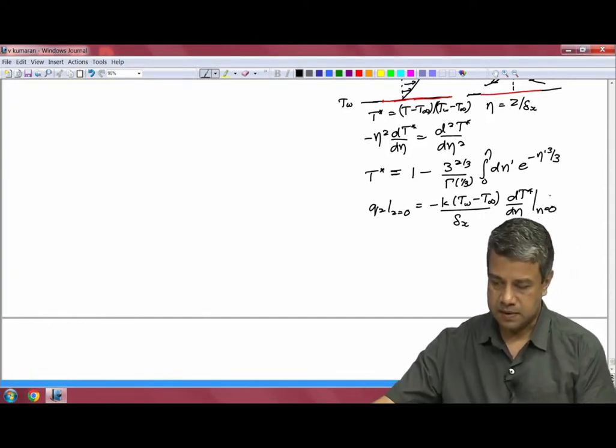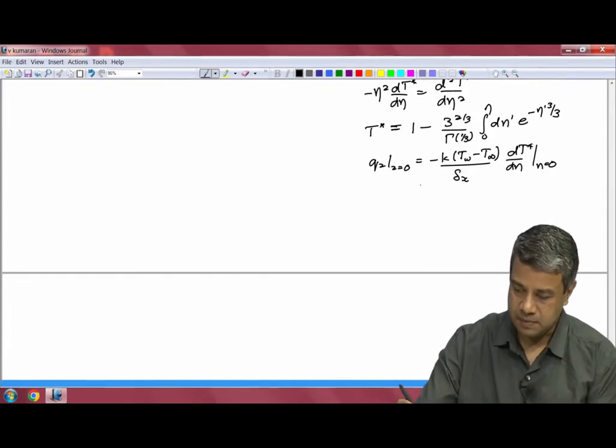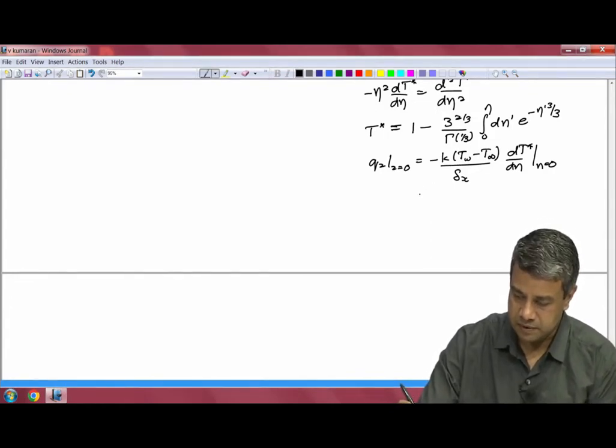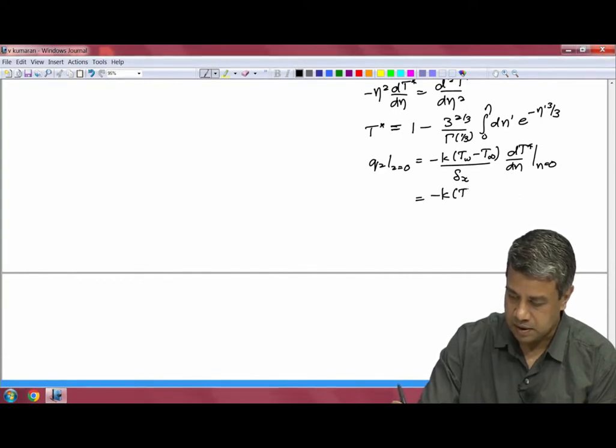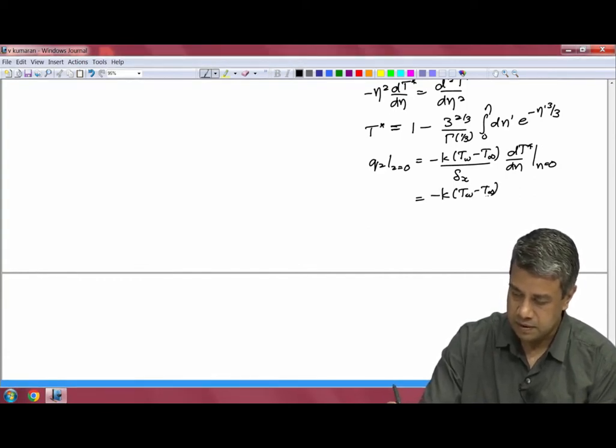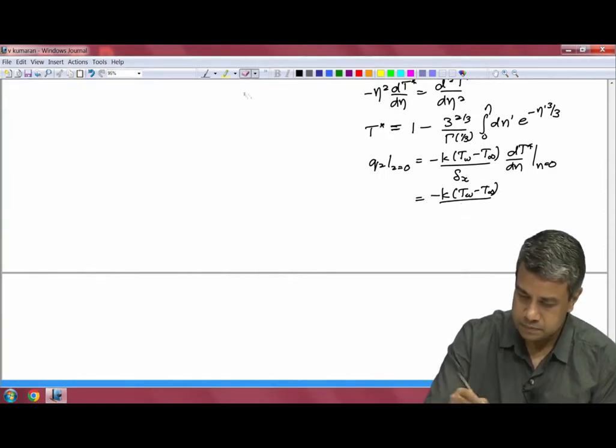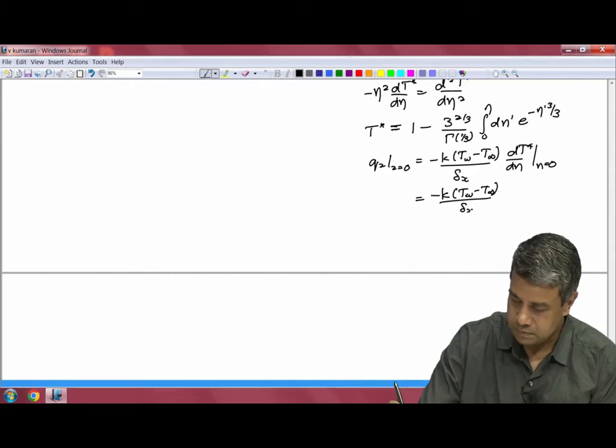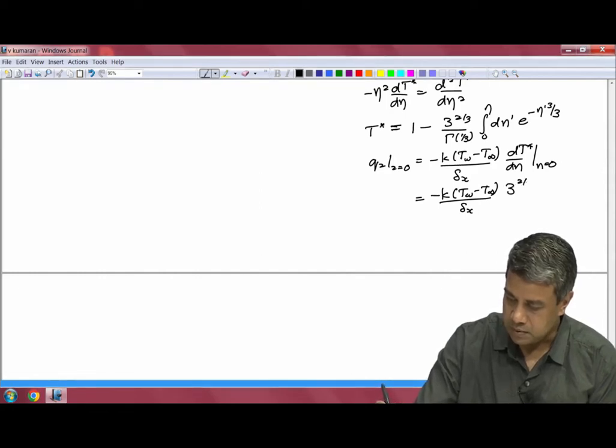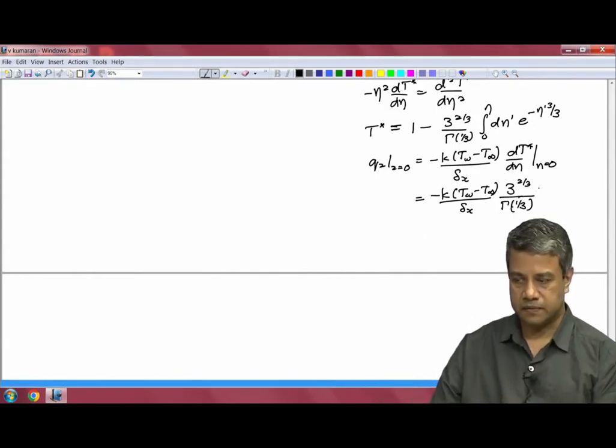So that was the expression, and this had the numerical value, that this was equal to minus k into Tw minus T infinity by delta x, into 3 power 2 by 3 by gamma of 1 by 3. So that was the expression for the heat flux.